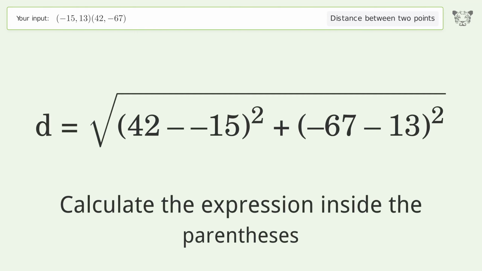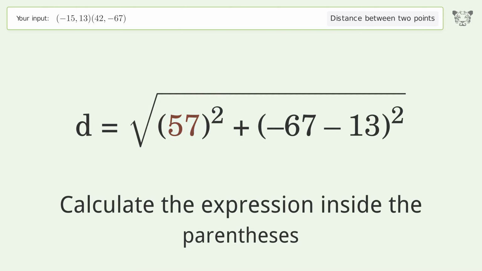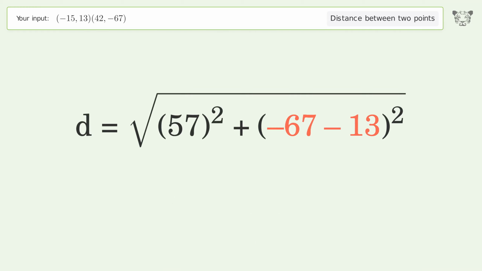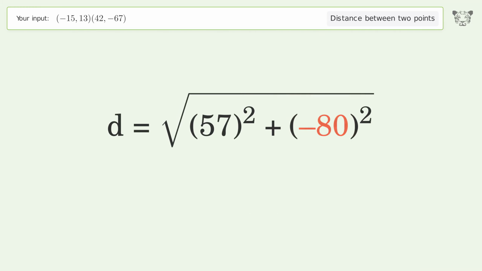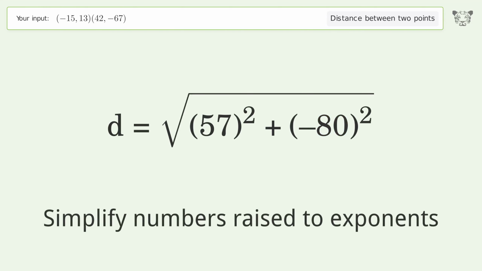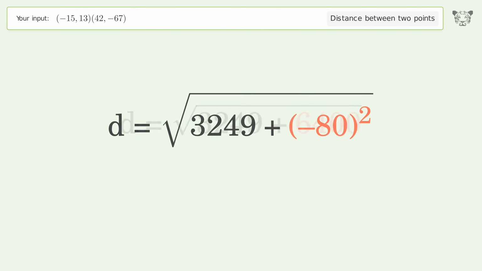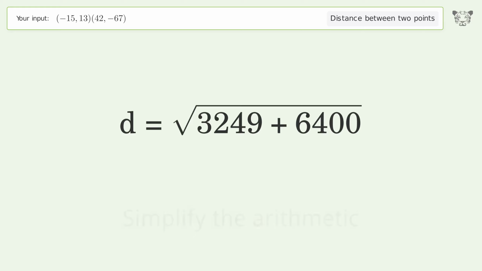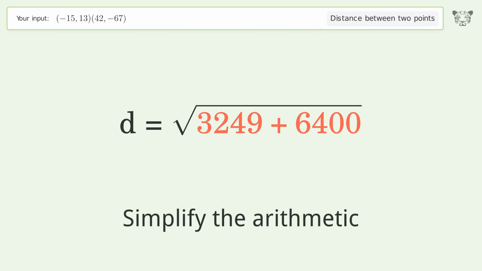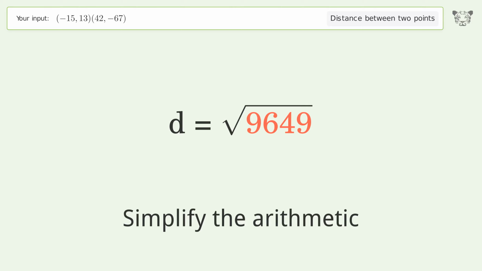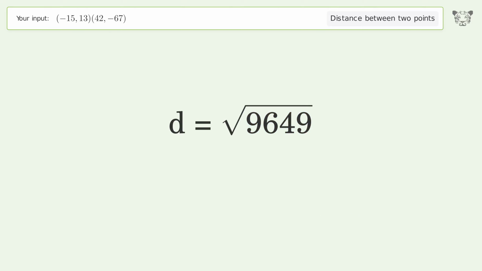Calculate the expression inside the parentheses. Simplify numbers raised to exponents. Simplify the arithmetic. And so the distance between the 2 points is the square root of 9,649, or 98.229.